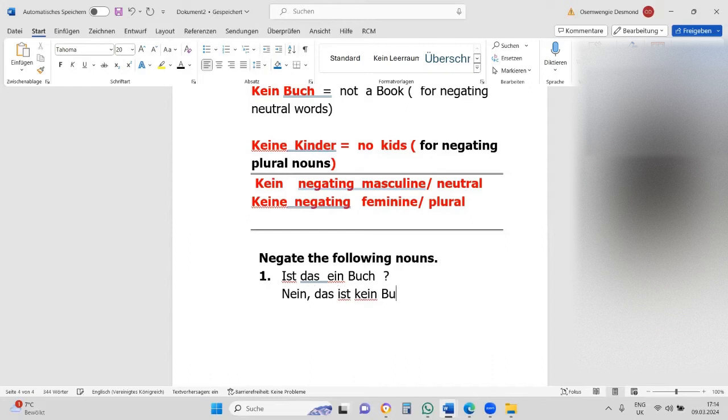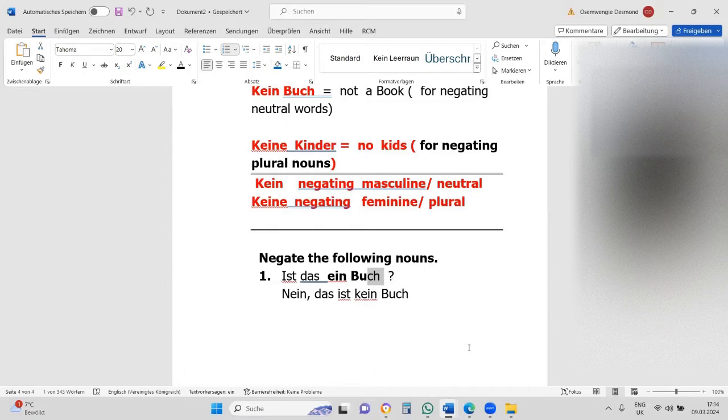Don't forget, that is not a book. Someone asking, is that ein Buch? I want to say, no, it is not a book. What do you say? First of all, don't forget, is that ein Buch? That's a yes or no question. If it's a book, you say yes, that is ein Buch. But if it's not a book, you say nein, that is kein Buch.